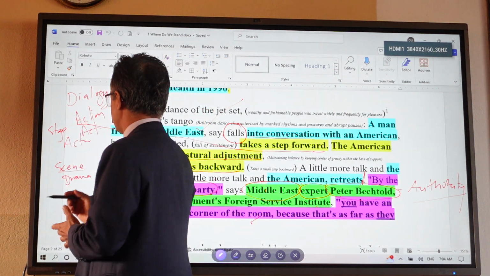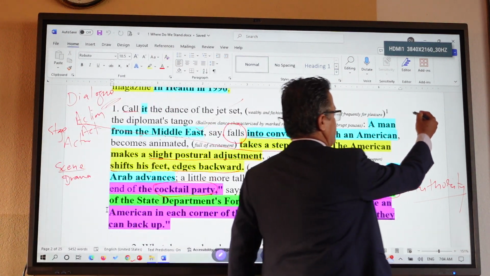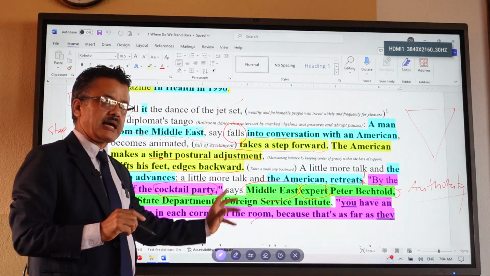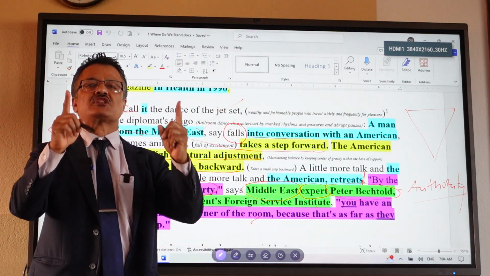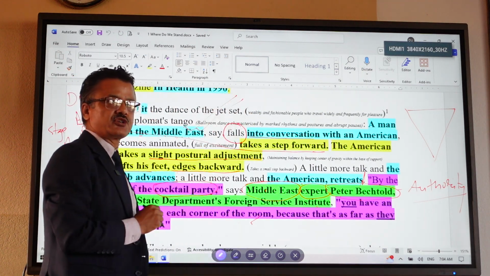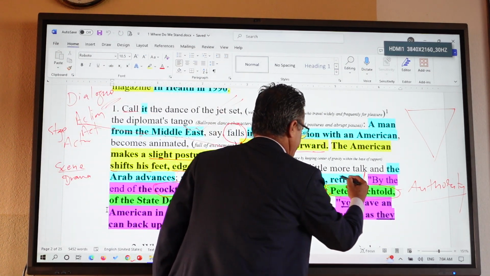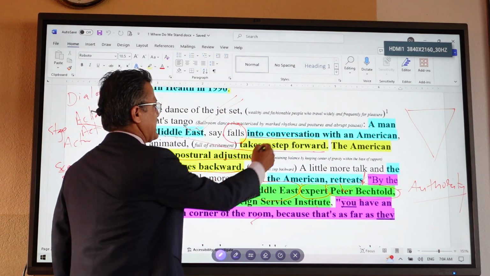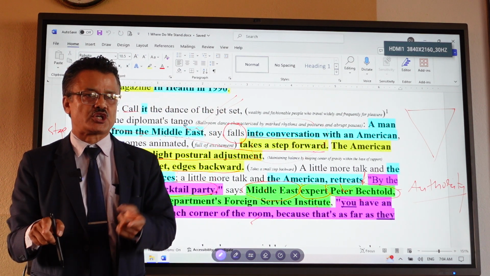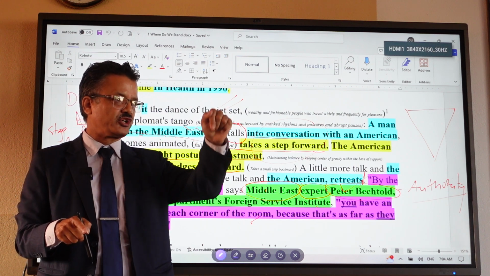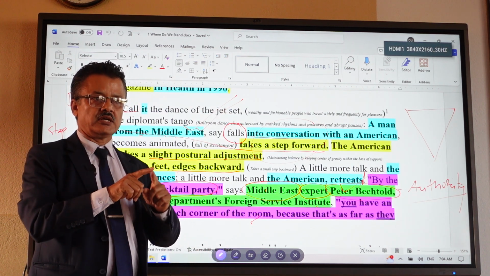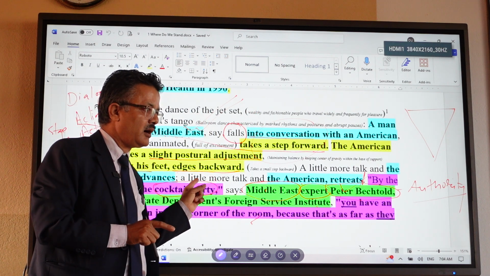And I was talking earlier about the pyramid, inverted pyramid. Now look here. This essay is about intercultural communication. Now you see one guy from Middle East. Now you see another guy from America. Now you see they're having a conversation. Intercultural communication. So the topic has been introduced in the opening paragraph, indirectly, in a broad way, through this drama.